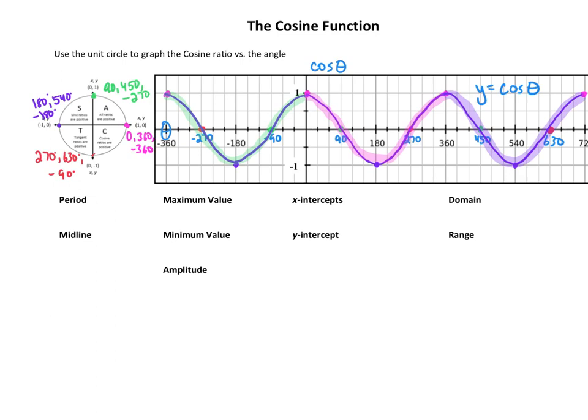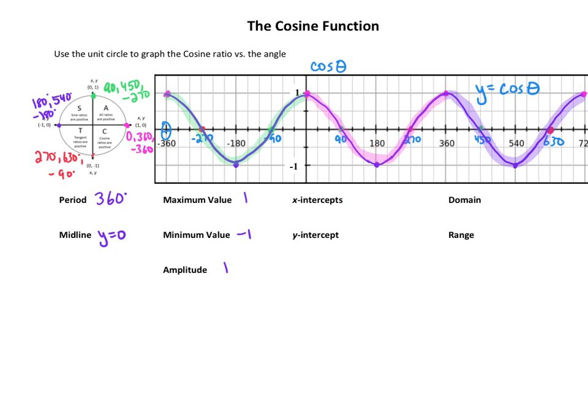So the period, again, is how long it takes for one cycle. So at 0 degrees, we're at a maximum. The next time we're at a maximum is at 360 degrees. So that period is 360 degrees. The midline cuts the curve in half. So again, that's the x-axis. So that has the equation y equals 0. The maximum we see is 1, the minimum is -1, and the amplitude is the distance from the maximum to the midline. So the curve is 1 above the midline and 1 below the midline.